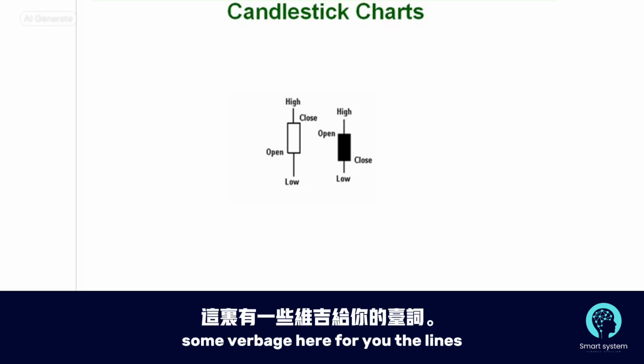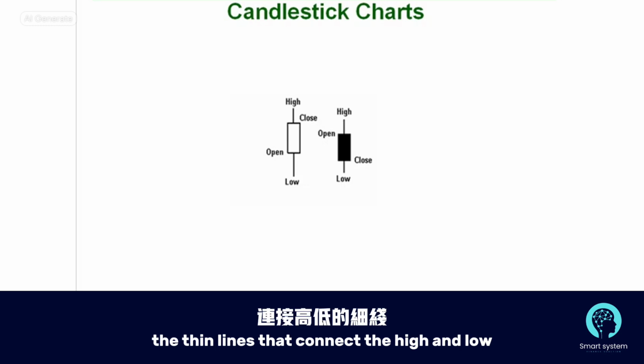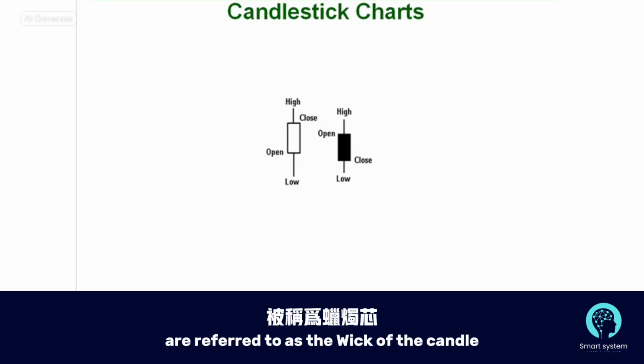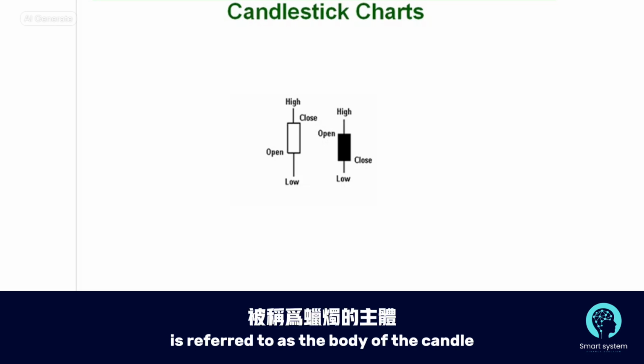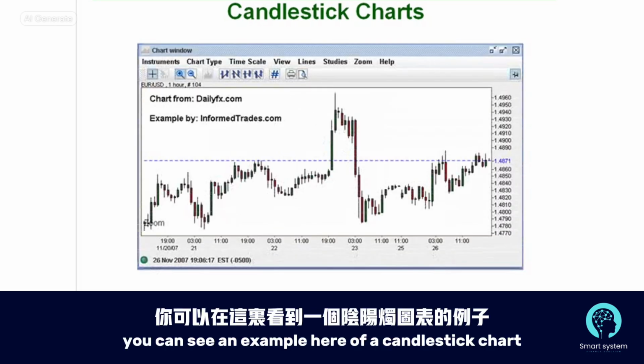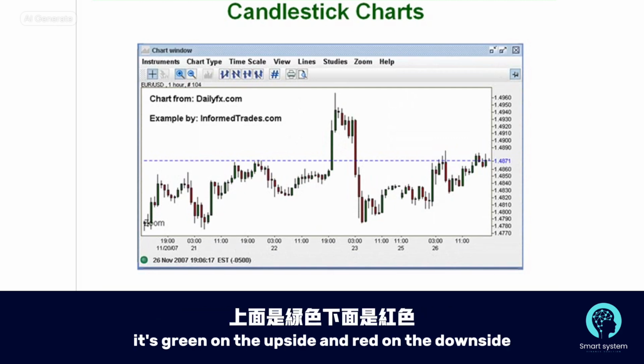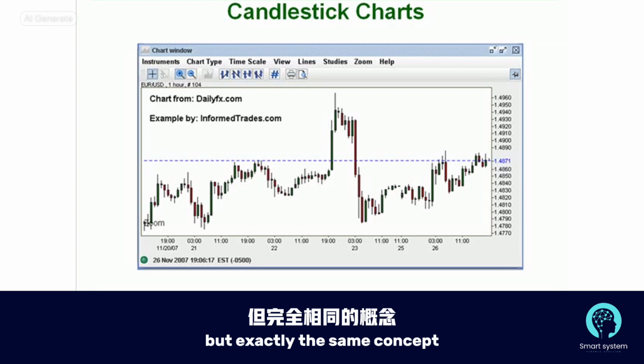Some verbiage here for you: the thin lines that connect the high and low are referred to as the wick of the candle. And the middle part, as we stated before, is referred to as the body of the candle. You can see an example here of a candlestick chart. As you can see here, instead of white, it's green on the upside and red on the downside. But exactly the same concept.